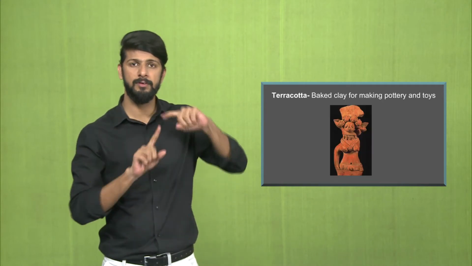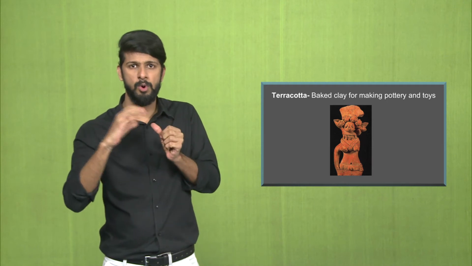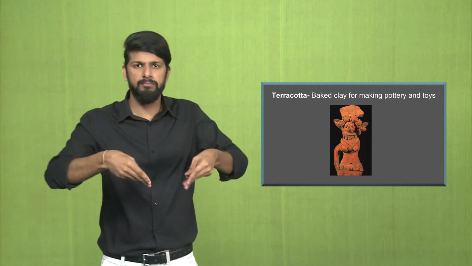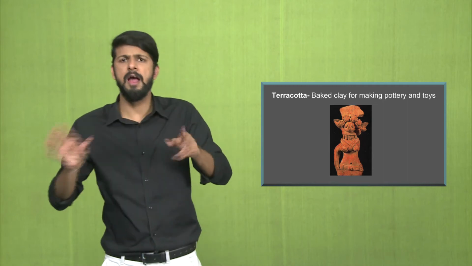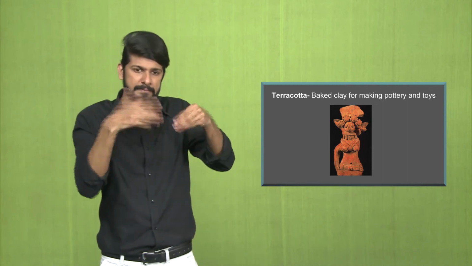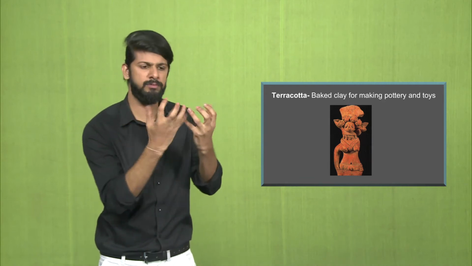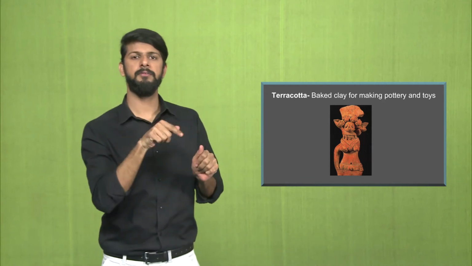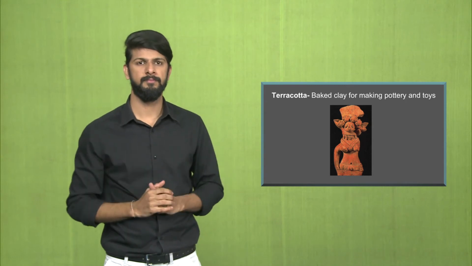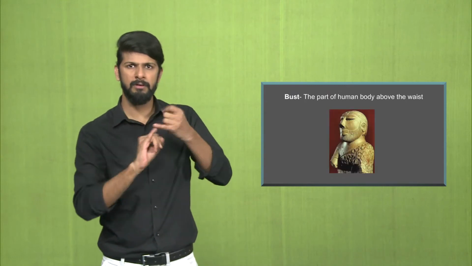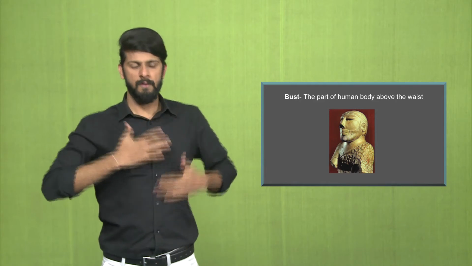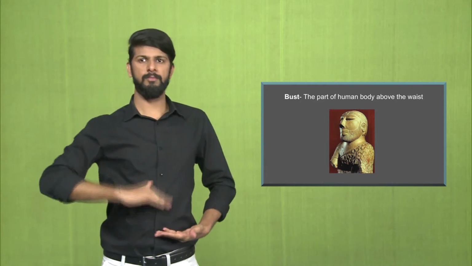New words from the lesson. The first word is terracotta, which is baked clay for making pottery and toys. The next word is bust. Bust is that part of the human body which is above the waist.